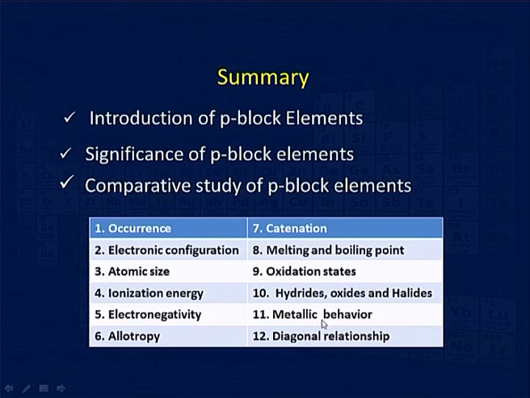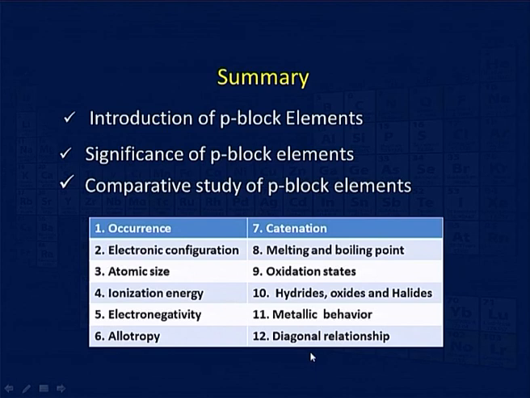The metallic behavior, how it varies moving down from the top to bottom along the group. You will find the appearance of the non-metal, then metalloid, and at the bottom the metals are present, having low ionization energy values and wonderful metallic properties. The diagonal relationship has been discussed because of the comparable size and electronegativity values.